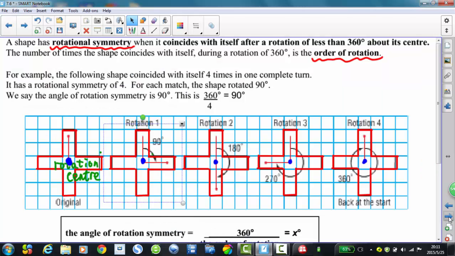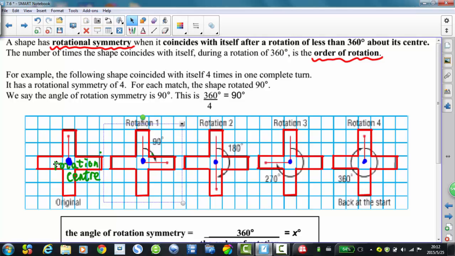What is rotational symmetry? Let's look at the definition here. A shape has rotational symmetry when it coincides with itself after a rotation of less than 360 degrees about its center. The number of times the shape coincides with itself during one rotation of 360 degrees is the order of rotation. So here we have 2 concepts to understand. The first one is rotational symmetry. The other one is order of rotation. Let's use an example to help us understand these 2 concepts better.